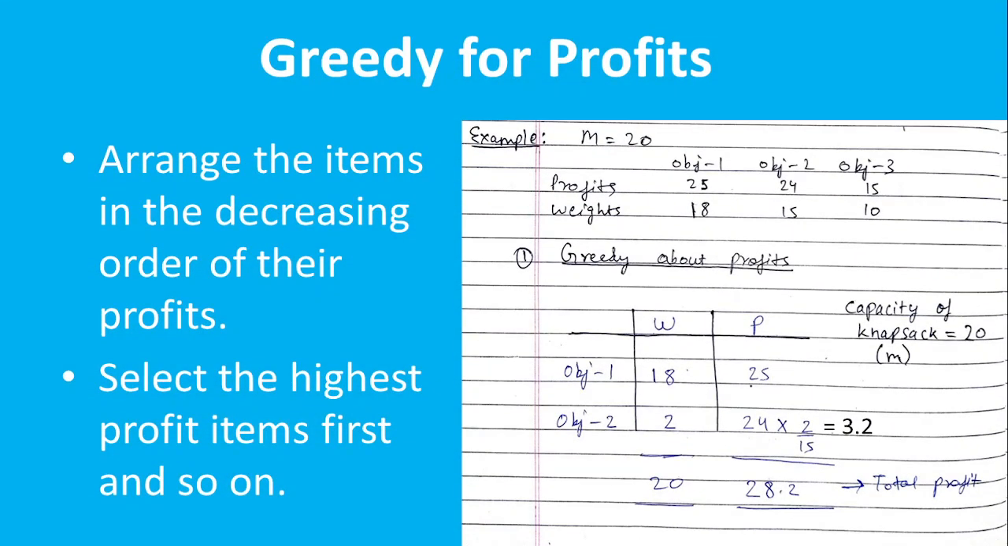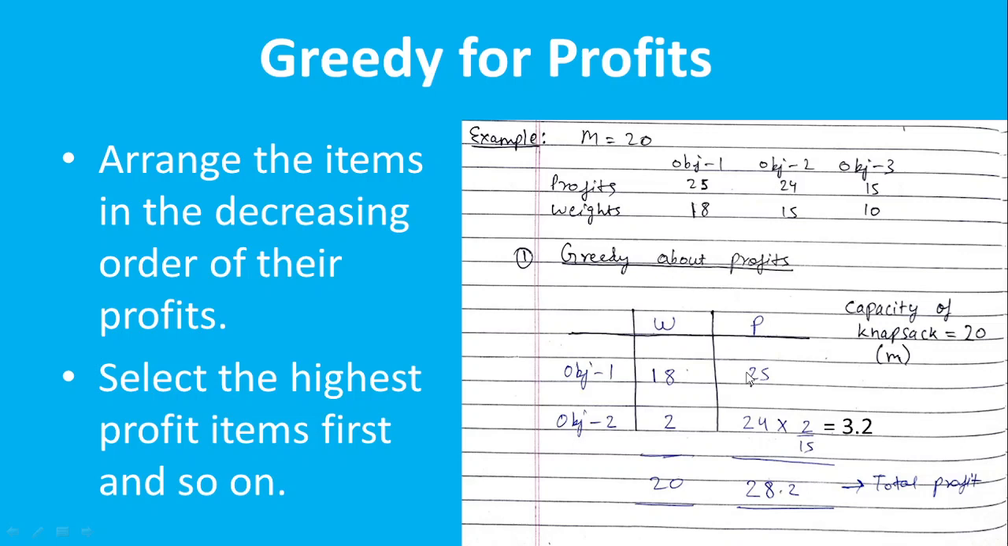So in the first approach, we arrange the items in decreasing order of their profit and select the highest profit item first and so on. So here you can see M means the total capacity of the knapsack, which is given as 20. I have taken this example, and we are having three objects, that is object 1, object 2 and object 3. They all have some profit and some weight associated with them. Now when we are greedy for profit, we take the element which has the highest profit. So we can see that object 1 has the highest profit, that is 25, and its weight is 18. So we will include it completely.